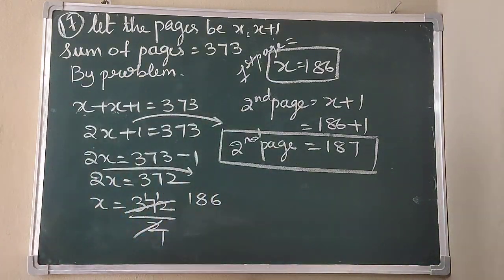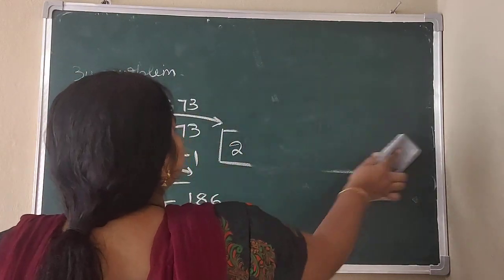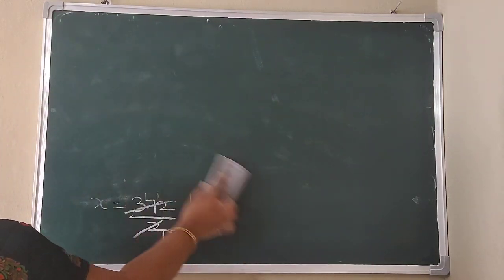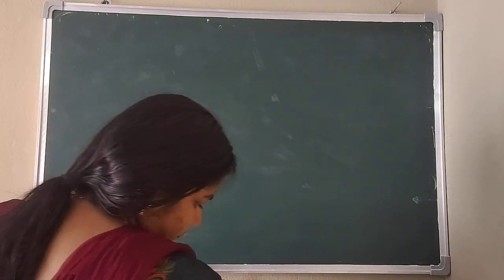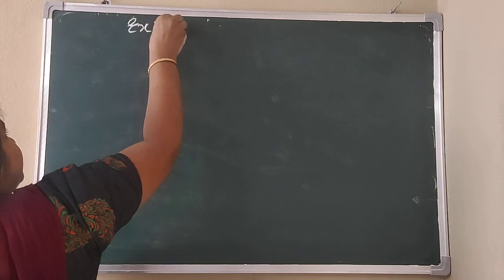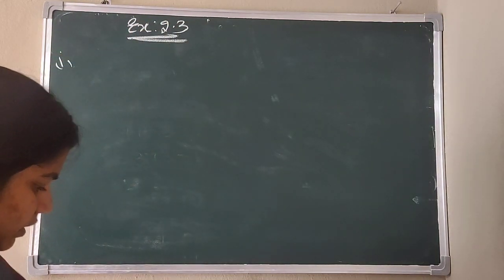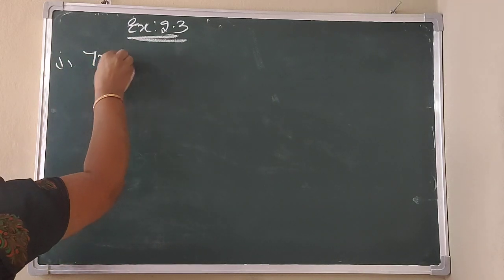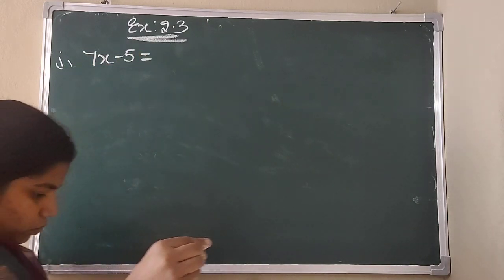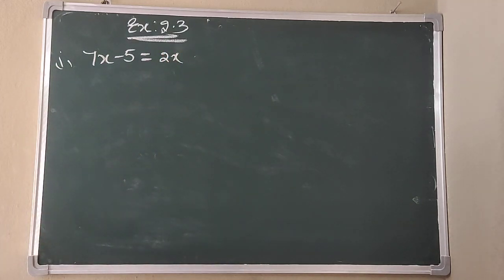And I am starting now exercise 2.3. So we just have to solve the equations. In that, the first one is 7x minus 5 is equal to 2x. So we have to find the unknown number, that is, the x value we have to find. So what can we do for this?